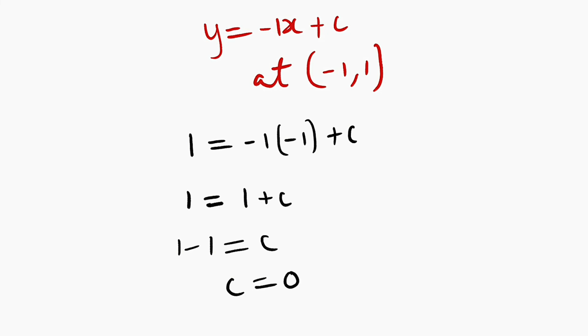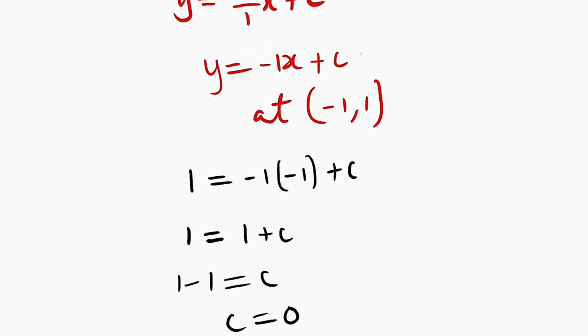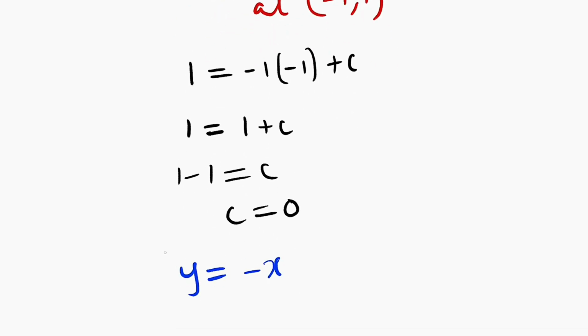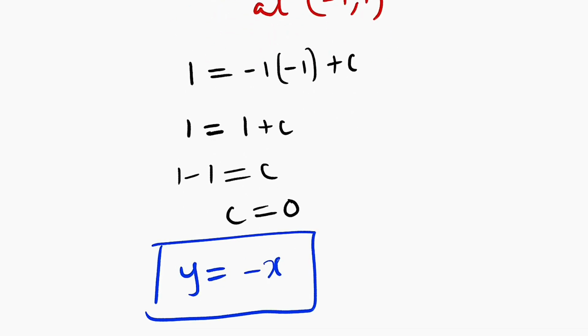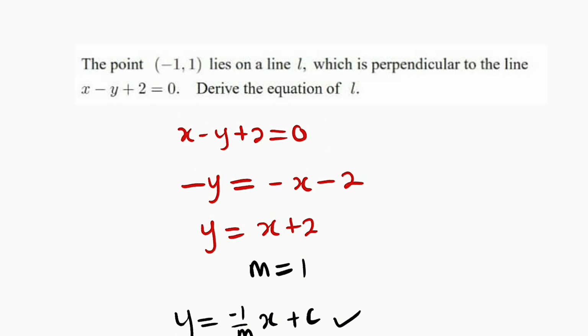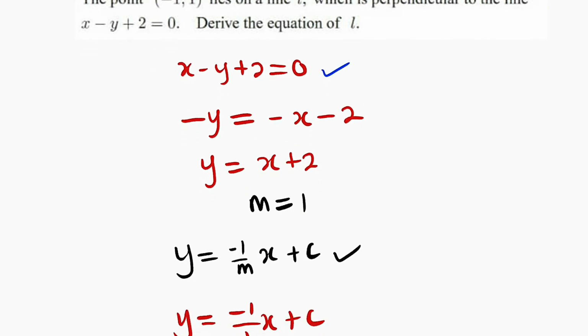So if c is equal to 0, all we have to do is substitute it in this equation to find our perpendicular line. Finally, y is equal to just -x because c is 0. And this equation right here is said to be the perpendicular equation or line to our original equation, which is this one. And this is all I have for you today.